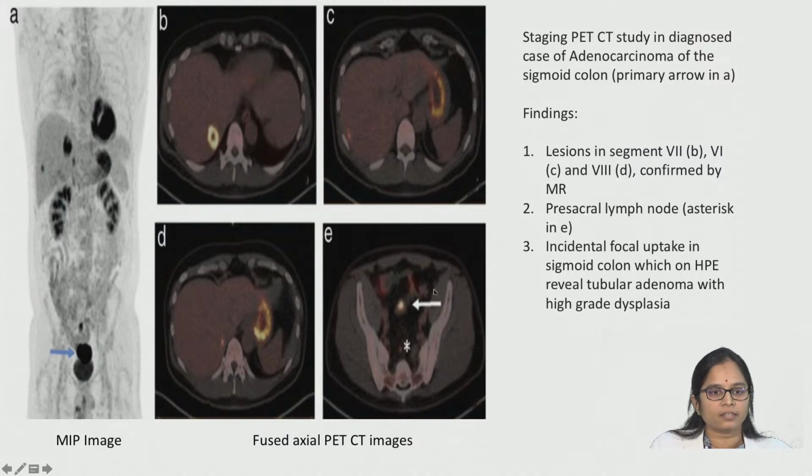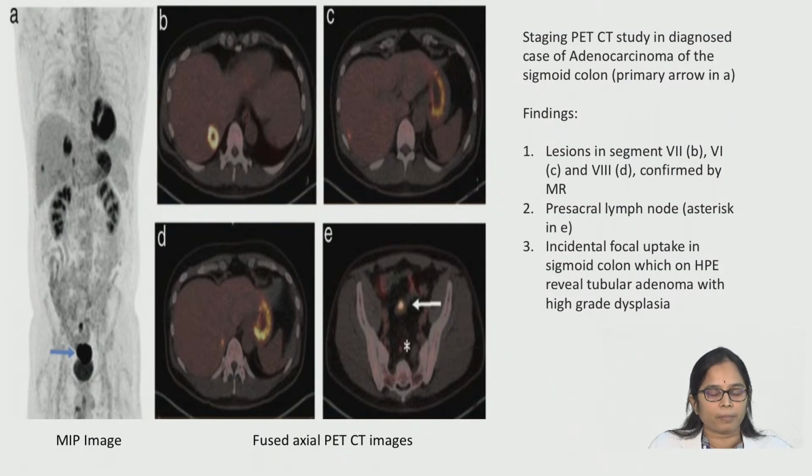And there is an incidental focal uptake in the sigmoid colon, which on colonoscopy and histopathology was revealed as a tubular adenoma with high grade dysplasia. So whenever focal FDG uptake is there, it is better to evaluate by colonoscopy, and whenever there are resectable metastases, it is better to do PET CT so that we can avoid unnecessary surgeries, whether to downstage or upstage. PET CT is quite useful. So these are the two indications in initial staging.